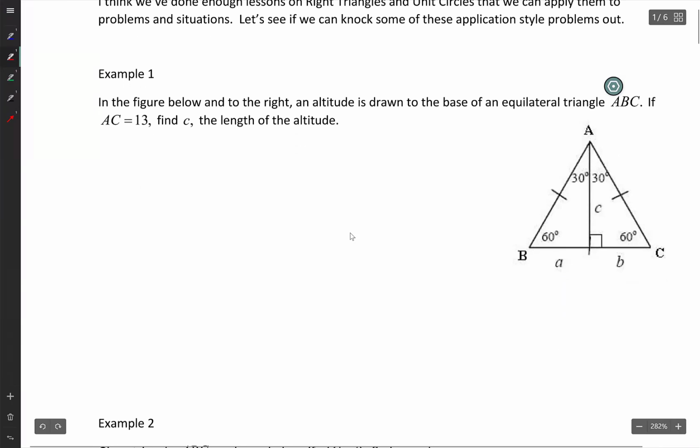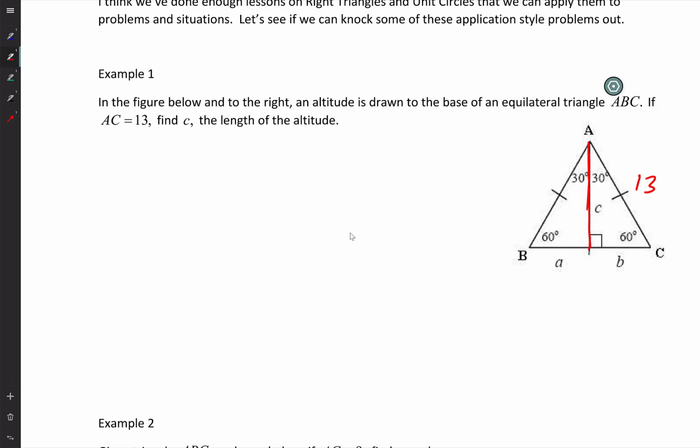Example 1: in the figure below and to the right, an altitude is drawn to the base of an equilateral triangle. So this is what you call an altitude, that guy right there. In triangle ABC, if AC is 13, find C, the length of the altitude.